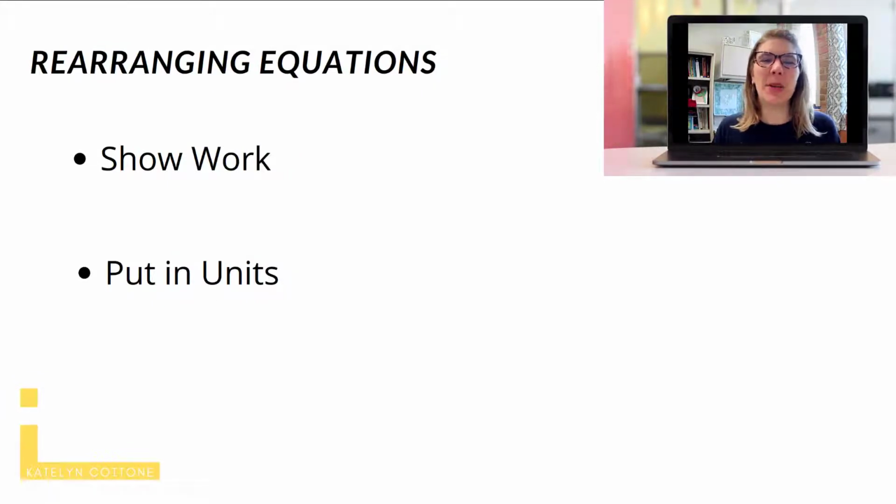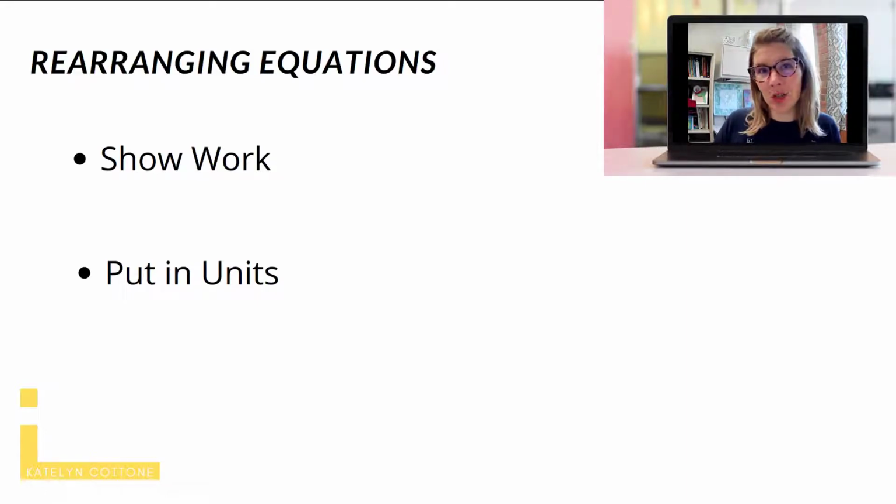So let's talk about rearranging equations. A lot of times there's a discrepancy between what your instructor wants and what you're ready to do, and this is one of those cases. When I was a student, I remember being asked to put in units in my equations, and it blew my mind. I could not wrap my head around doing the algebra and also managing the units.